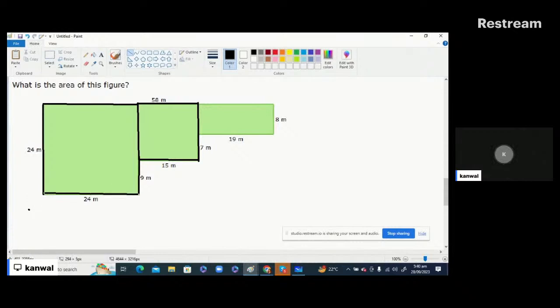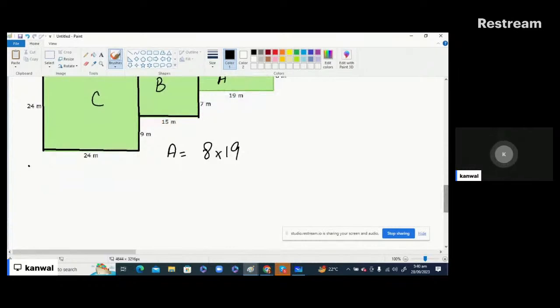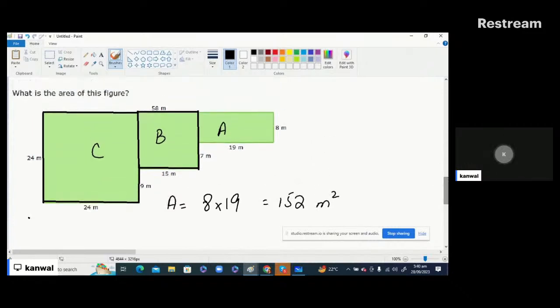So here are the two squares and one rectangle. This is your A, that is your B, this is your C. For the A, how to find the area of the rectangle? Width into length. So 8 times 19. When you multiply 8 with 19, what answer do you get? 152 meter square.